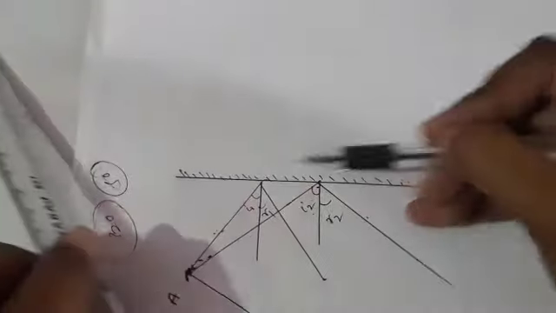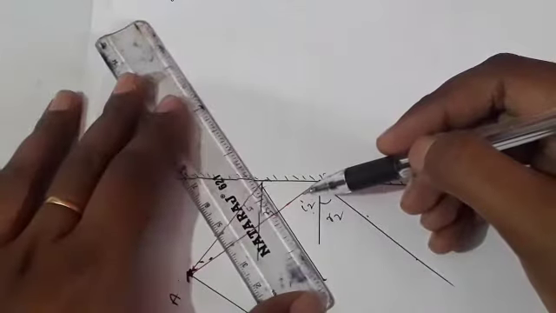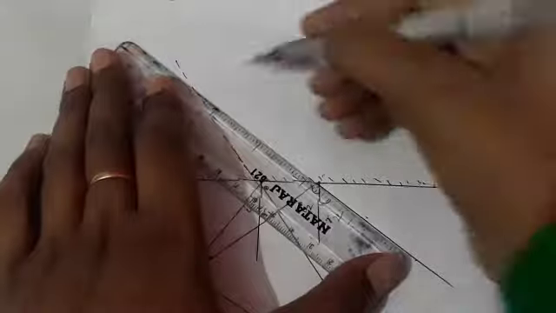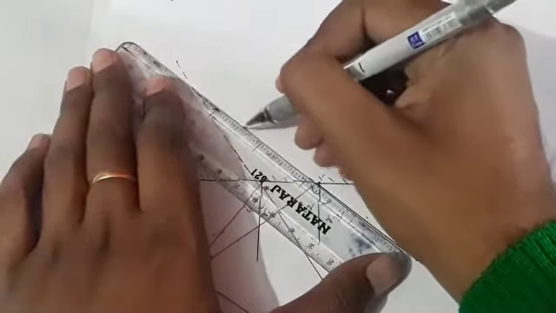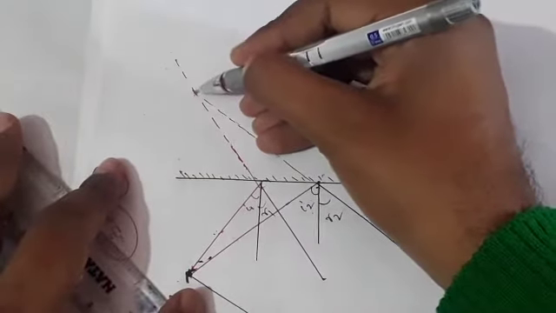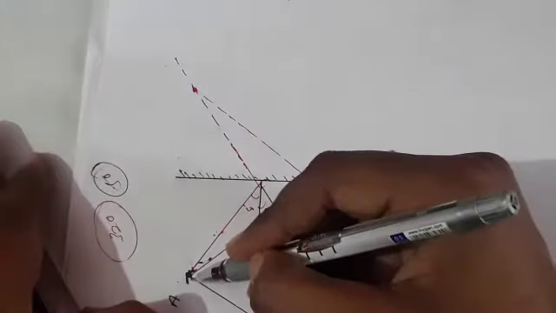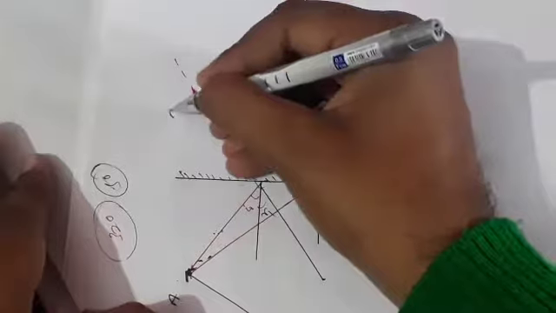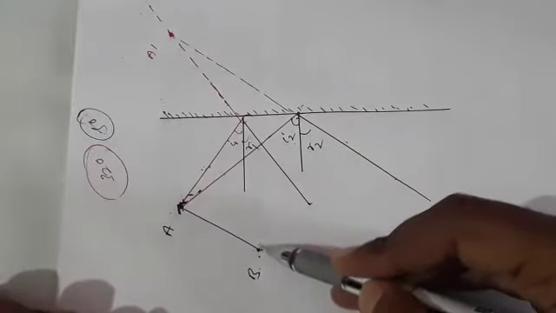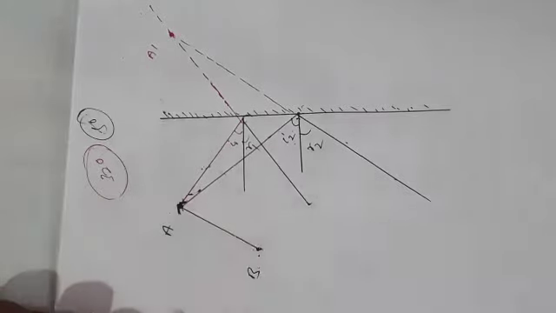And now class, match these here. If we extend these two backward, where will they meet? Class, they meet at this point. So definitely, if it is A, then it will become A dash. And we will do the same process for B also, class.